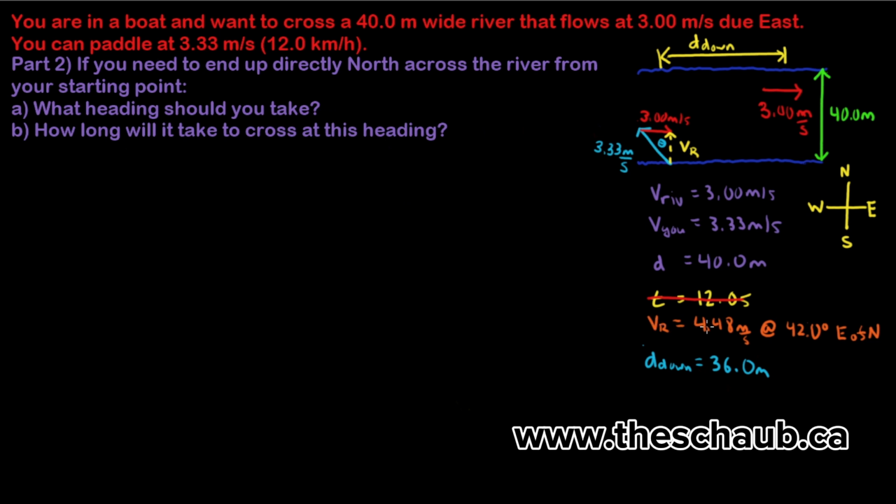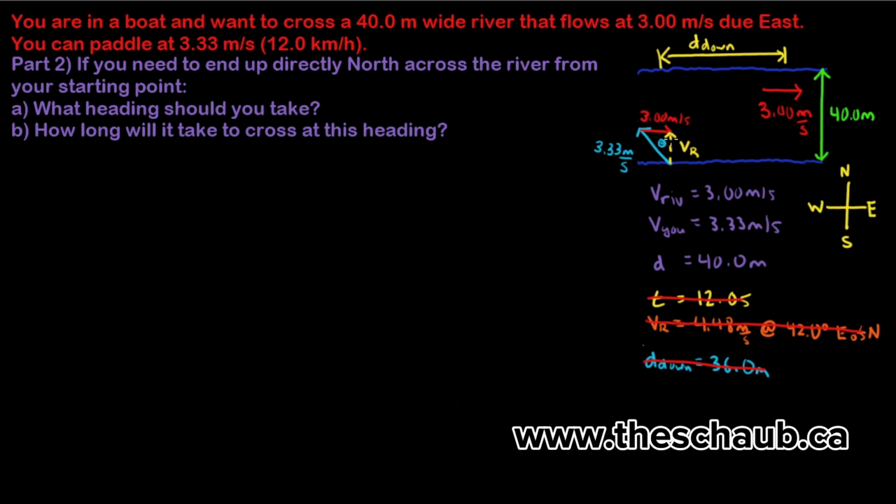Our velocity resultant as well no longer applies because we're going to be tracking due north this time. So we're going to find a new velocity resultant, and how far we end up downstream doesn't apply as well because this time we're tracking straight across the river. We're going to end up with a displacement downstream of 0. So now we're ready to start solving part A. What heading should we take?